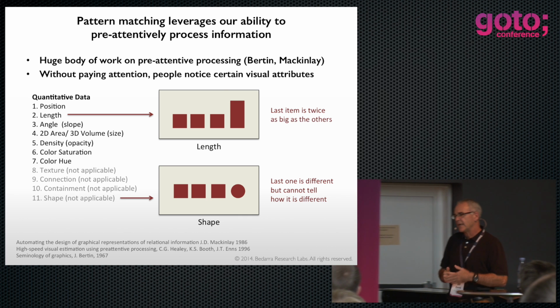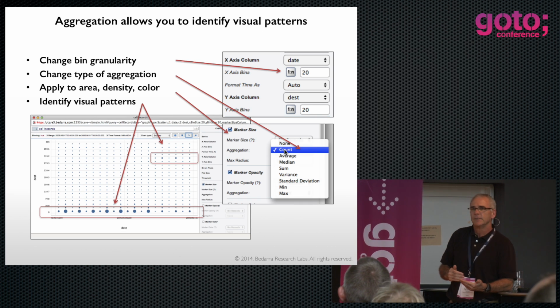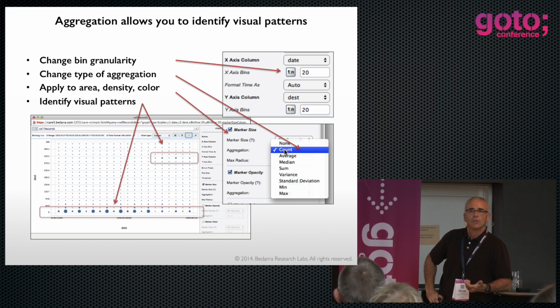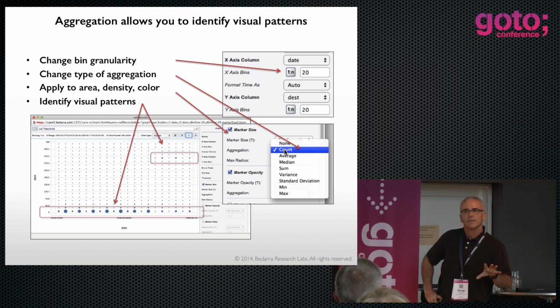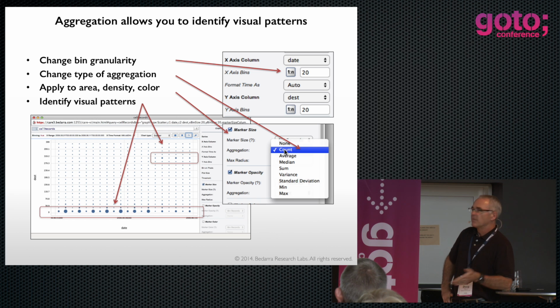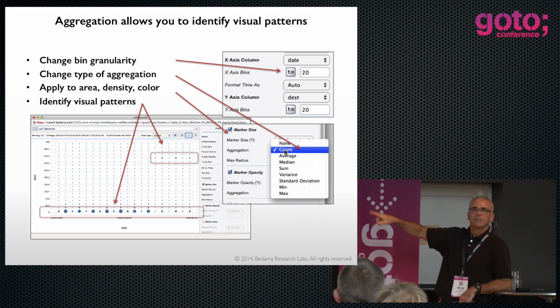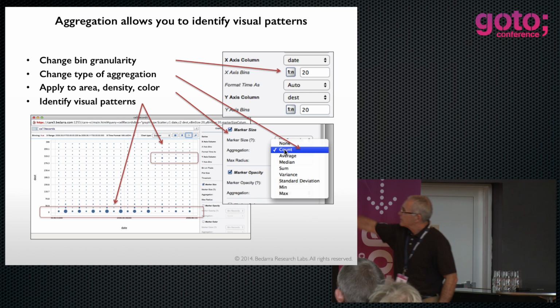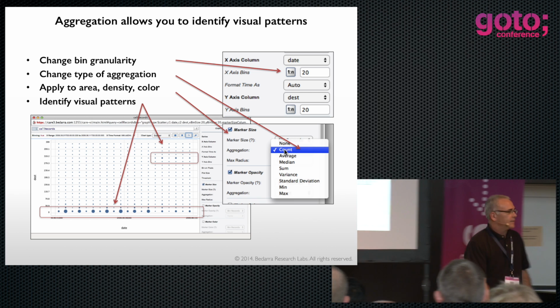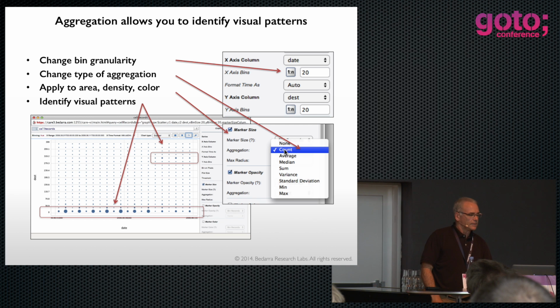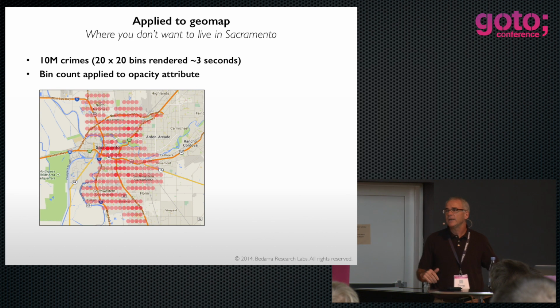So what we did in that example was we used aggregation and binning to use our pre-attentive processing capability so that you can suddenly recognize these patterns. What this means is I can change the bin granularity, I can change the aggregation, and I can apply it to different kinds of visual attributes such as size, shape, color, opacity, and I can suddenly pick out these patterns.